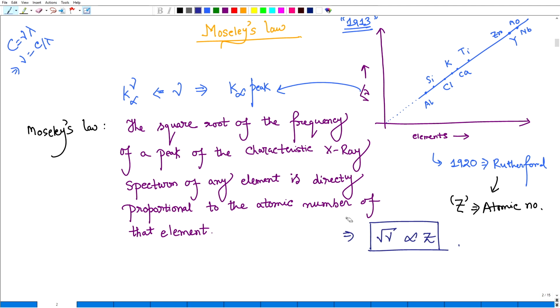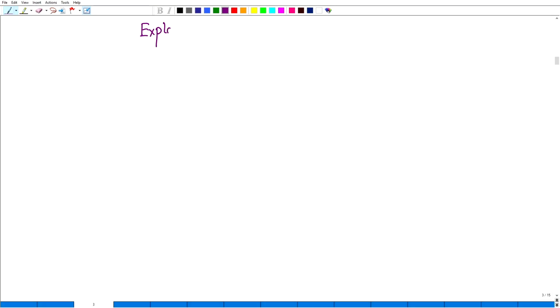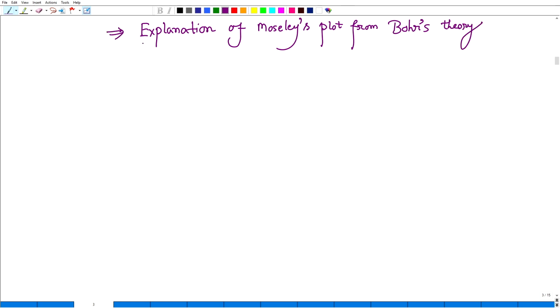But we have to explain it. We know Bohr's model for the atomic structure. So on the basis of that knowledge, we want to explain this result. So let's start. Now we want the explanation of Moseley's plot from Bohr's theory, or Bohr's atomic model. So this is our next target.